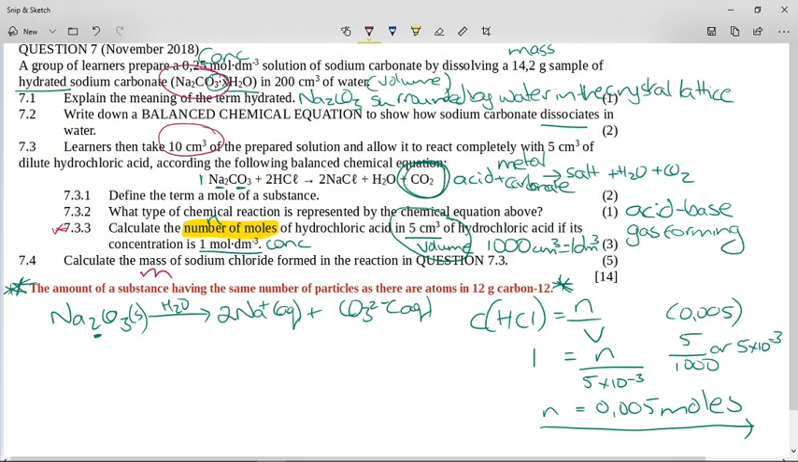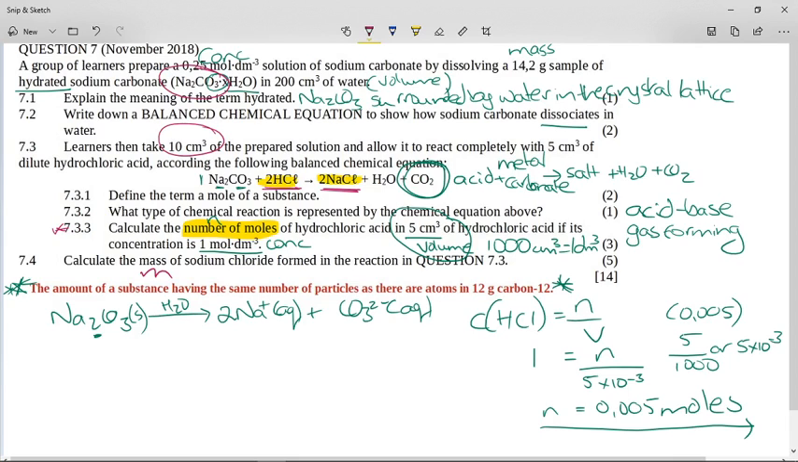Usually they're a bit more explicit in the question, and they say calculate the mass of sodium chloride formed in the reaction in question 7.3 if this hydrochloric acid is used, yeah? But they didn't say that, but we're going to assume that. So we're going to assume that we know this hydrochloric acid, we know the moles of the hydrochloric acid, and we are trying to find something about the sodium chloride, okay? So they asked you to find the mass of the sodium chloride, and we know something about the hydrochloric acid.